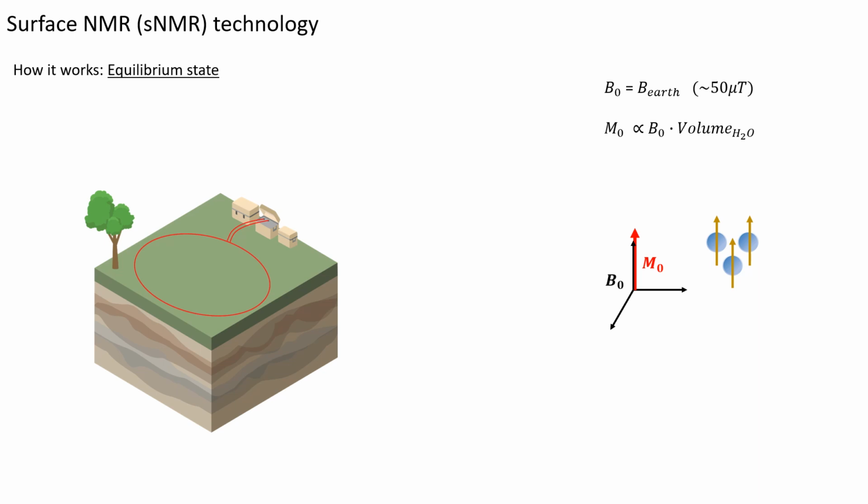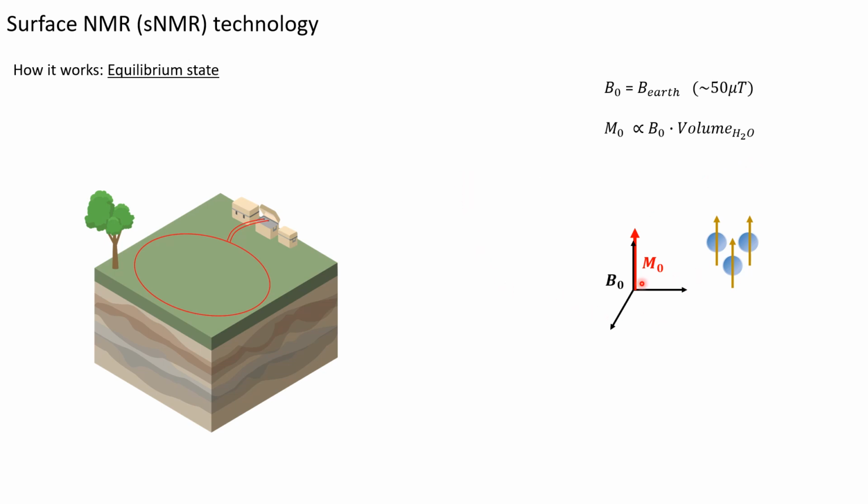So how does it work? Basically, in the equilibrium state, we have an Earth magnetic field which polarizes hydrogen nuclei, and this Earth magnetic field is relatively small. It's about 50 microtesla. So the magnetization is directly proportional to the strength of the magnetic field. So usually very, very small signals are detected using this surface NMR method, and on the order of hundreds of nanovolts can be detected. So the first state is the equilibrium state.